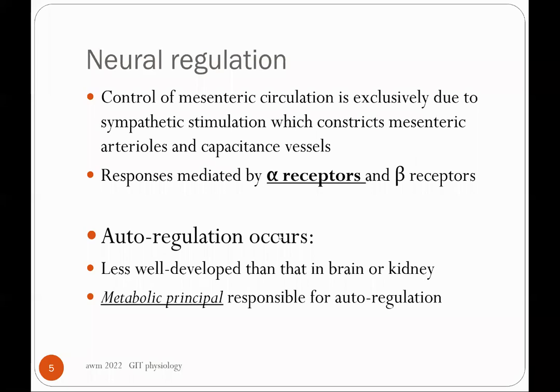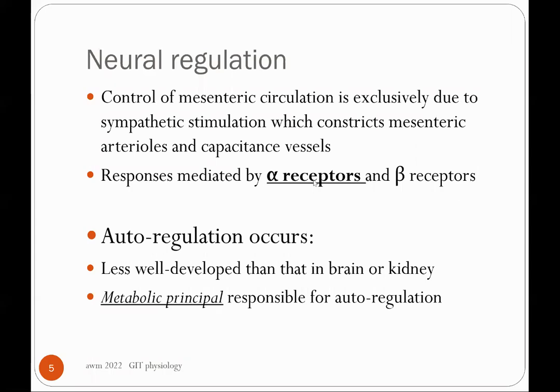Now, you can also have autoregulation taking place, but the autoregulation is not as well developed as what is found in the brain or even in the kidney. Because I think you've done renal physiology. And you know that autoregulation there occurs very, very efficiently. So how does autoregulation occur in the gut? It is primarily via the metabolic principle which is responsible for autoregulation.